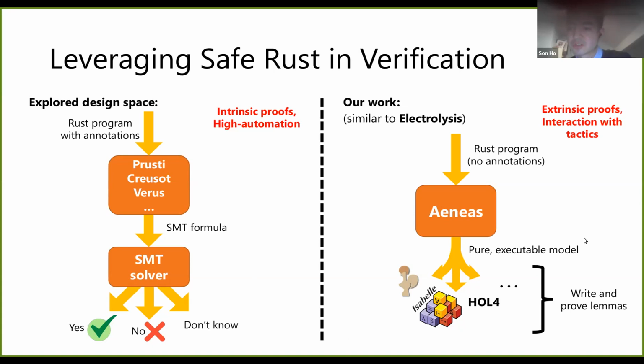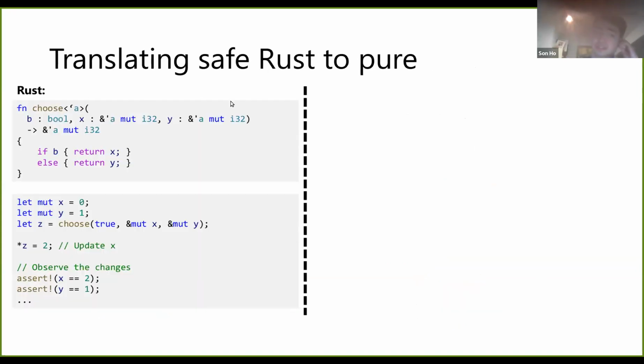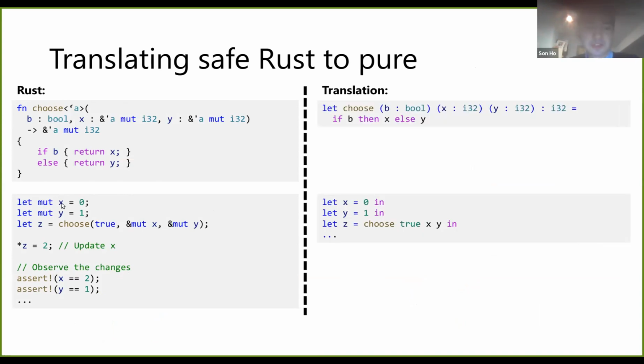Now, this should give you a good high-level idea of what we're trying to do. And a very natural question from there is, what does this pure executable model look like? What does this translation give you? And for this, let's look at the choose example I showed earlier, and let's do the translation step by step. So the beginning is very simple. We just introduce some X and Y variables, which I call x0 and y0. And upon calling choose, we introduce a Z variable whose value is computed by using this purified version of choose. So this is just choose, but where we remove the borrows because they don't make sense in the pure world.